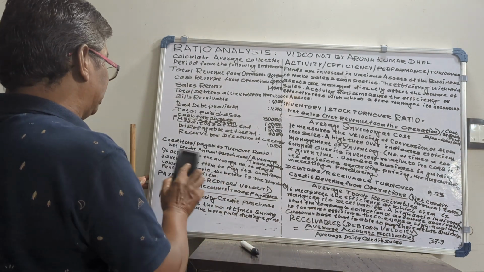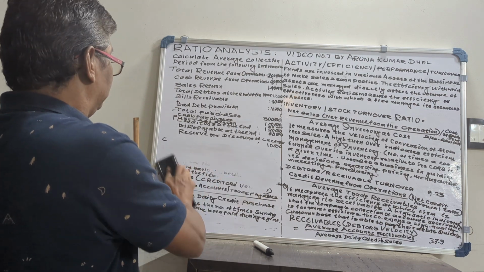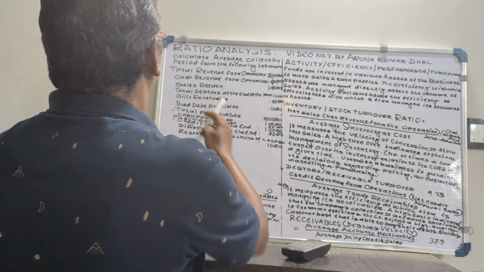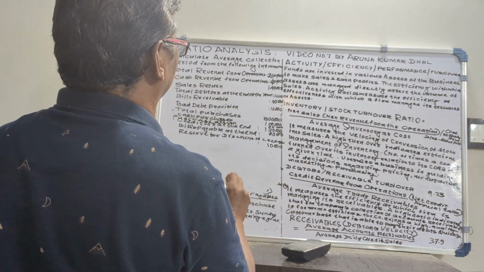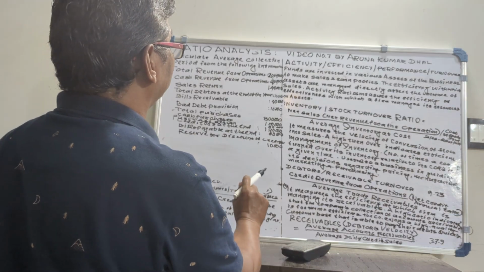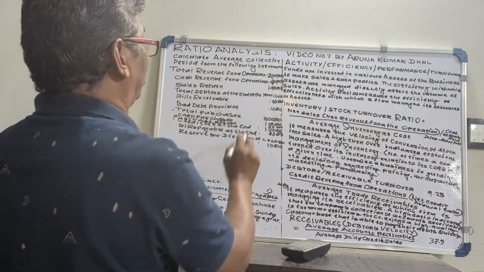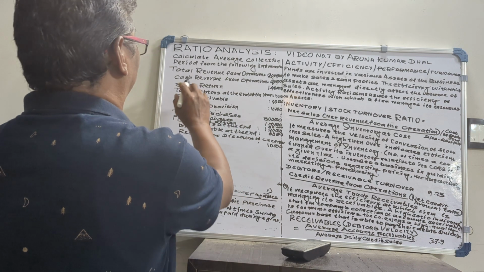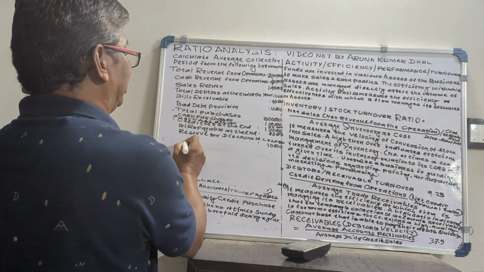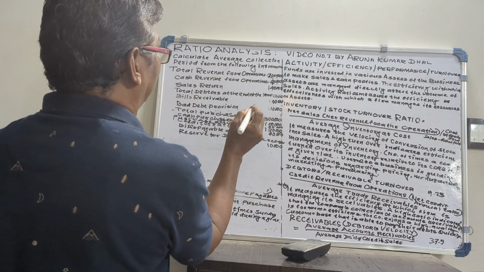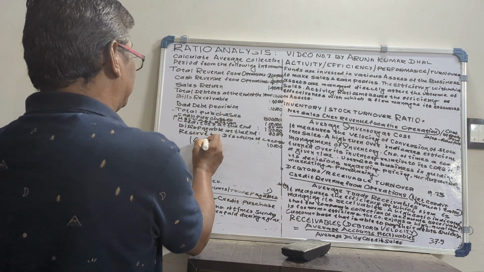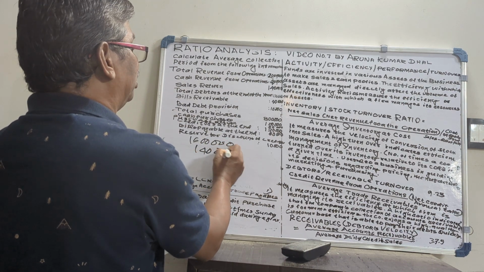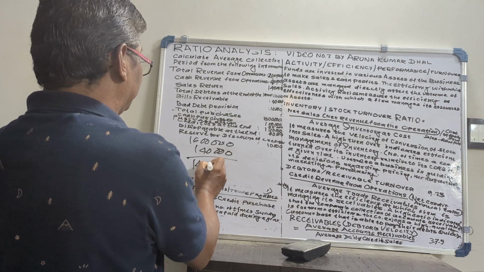Here it is given: total revenue from operations 20 lakhs, cash revenue from operations 4 lakhs, then sales return 1,40,000. So out of total revenue, total sales 20 lakh, we will deduct cash sales, that is 4 lakh. So credit sale is 20 lakh minus 4 lakh, it is 16 lakh. From 16 lakh, we will deduct the return 1,40,000. So it gives us 14,60,000.